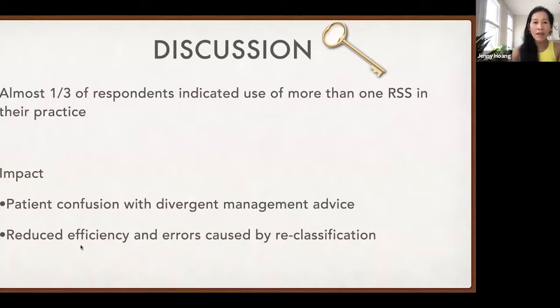And then think about the inefficiency that as an endocrinologist, you're taking our radiology reports and then you're recategorizing and applying ATA. Why didn't we just do it for you from the beginning? And then there are errors related to reclassification. Just seems like an incredible waste of time when we're all already so busy.